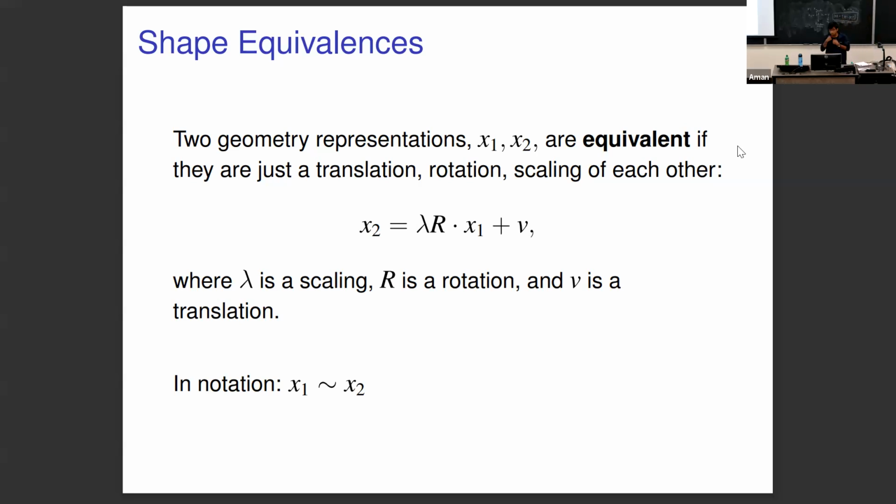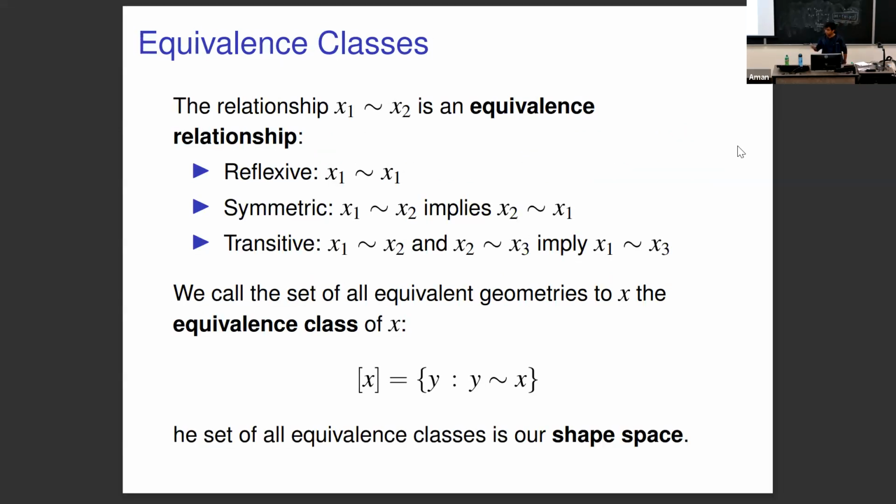All right. So let's concretely look at, oh yeah, so the equivalence relation is just x1 tilde x2. There are three properties of this equivalence that I forgot to mention. This relationship is reflexive, which means x1 will always be equivalent to itself, right? Any shape is always equivalent to its own shape. So this means that this is reflexive.